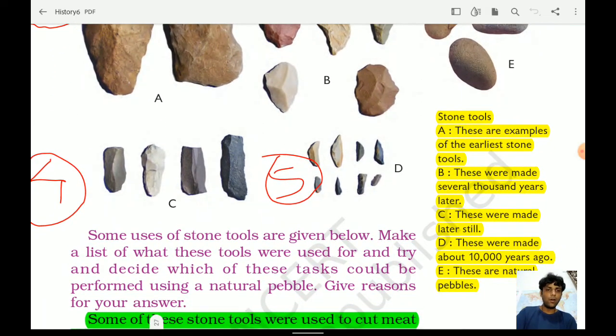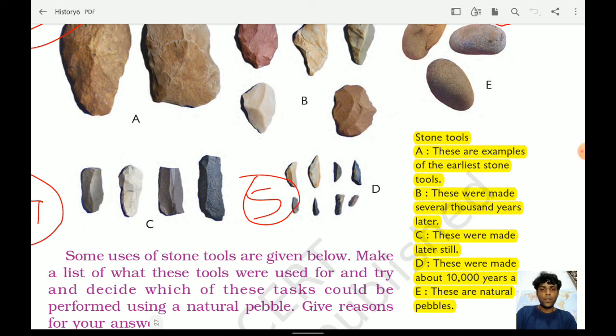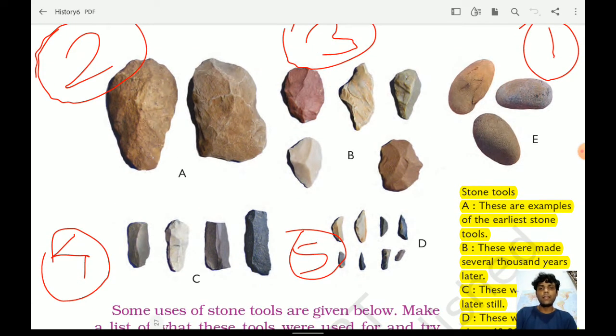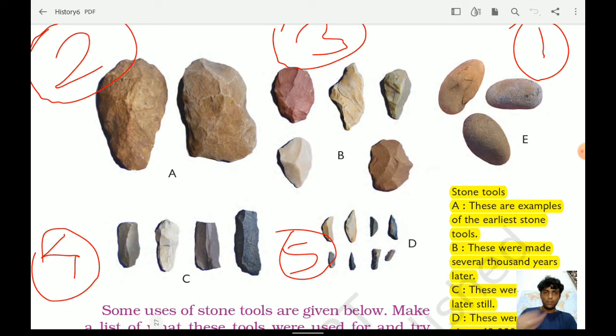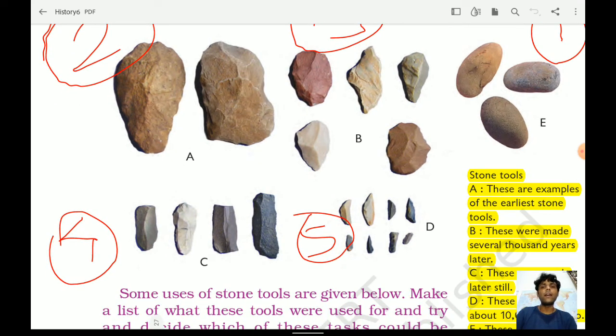Then let us move ahead to the D part. These were made somewhere around 10,000 years ago, as we can see from the image. Subsequently, there are the tools which have been made. If you refer to images 2, 3, 4, and 5, you will see that the size has been reduced, because the people must have understood the utility, and how to make the tool useful out of big pebbles or big stones. Okay, so they must have crafted them in such a manner that they could be used as a tool or as a weapon.